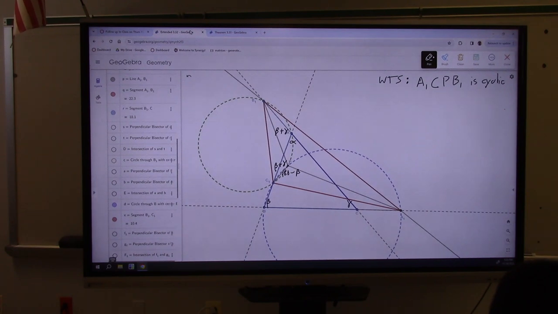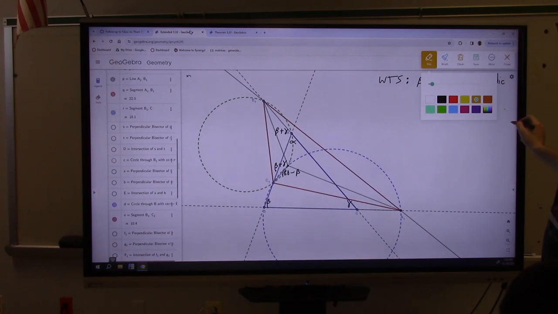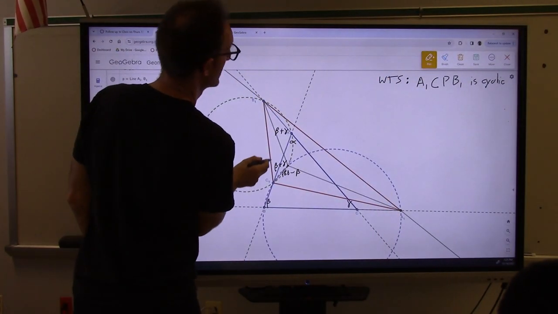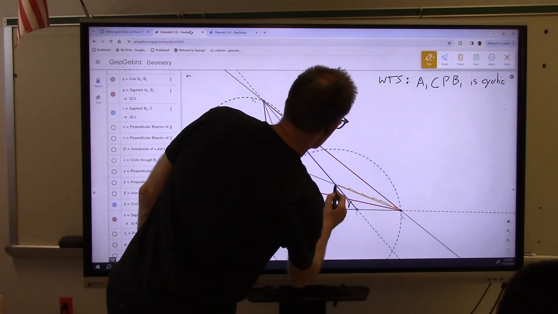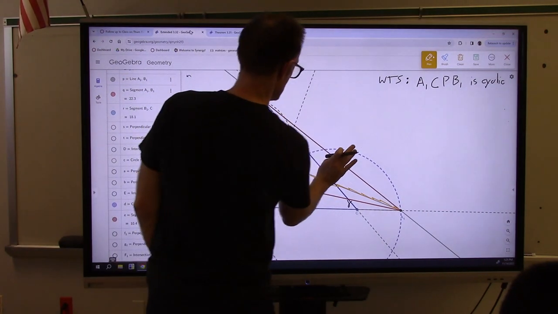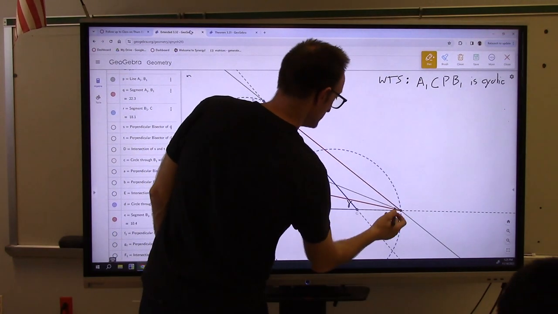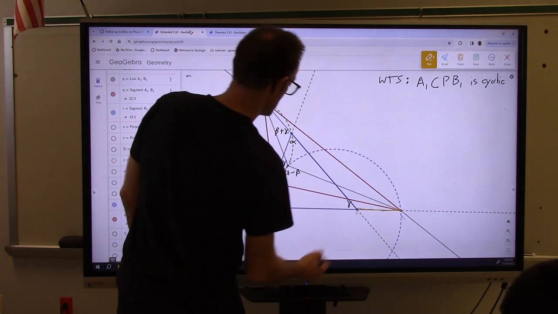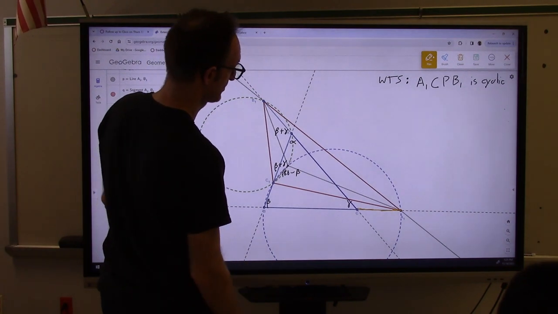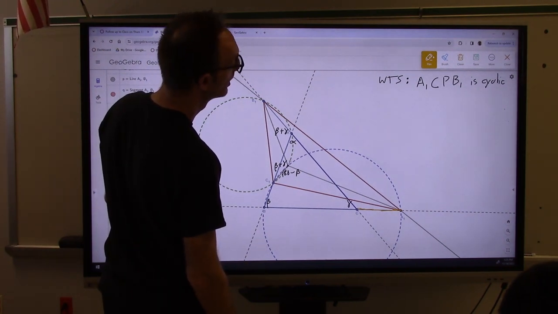And now you can just show that beta plus gamma, plus 180 minus beta, plus that missing angle is 360, and then show that the missing angle, B1PA1, is supplementary. Maybe I should draw in the actual quad that we're trying to show is cyclic. It's A1CPB1, ACP.